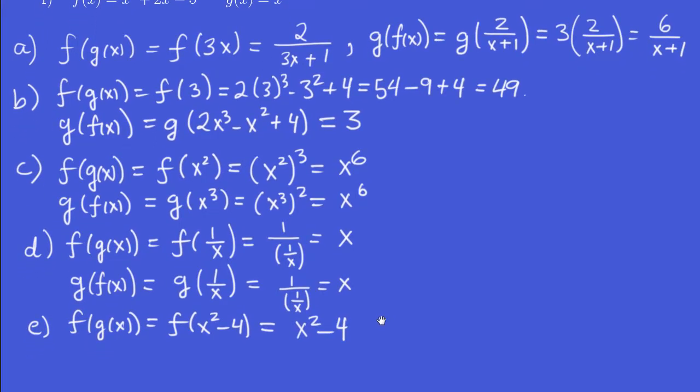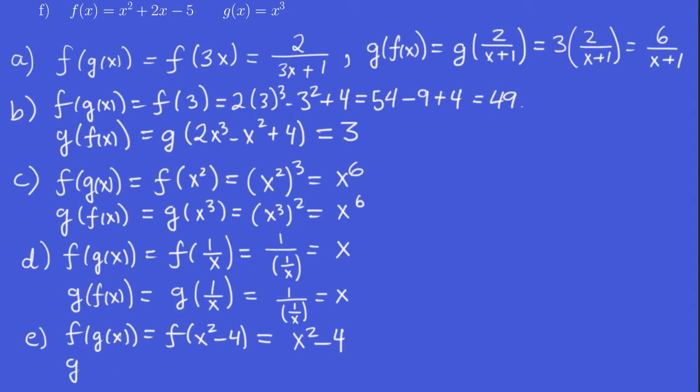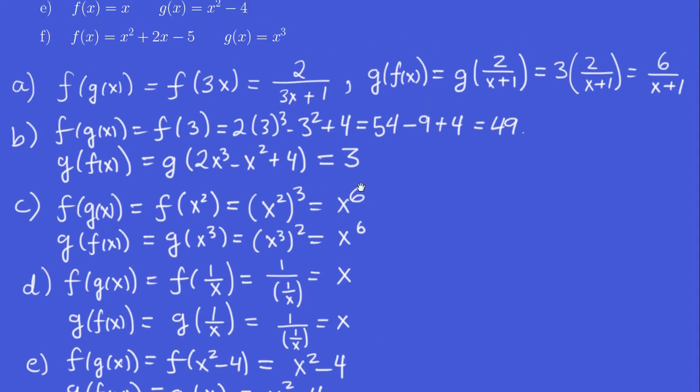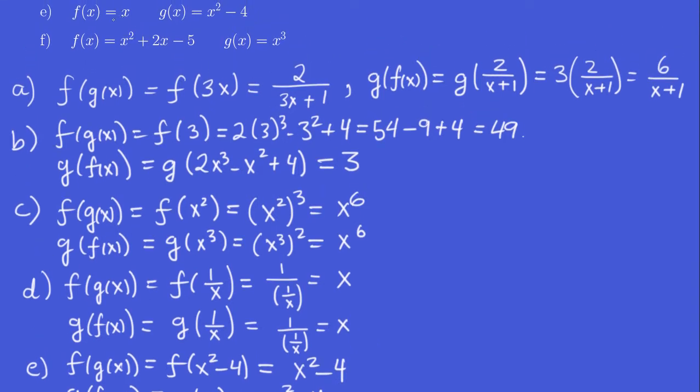And when we do it the other way, what happens? Well, f of x is just x, and so we just get g of x, which is just x squared minus 4. So this one's kind of special. If you have one of the functions being just f of x equals x, then f composed with g and g composed with f actually just turns out to be the other function g.